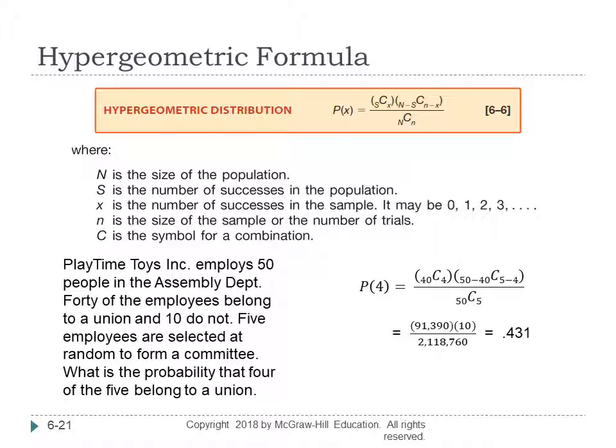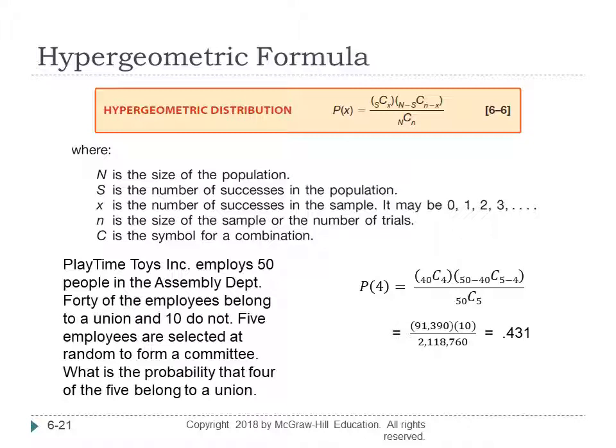Again, one more time, you take S, the number of successes, 40, choose 4, times 50 minus 40, choose 5 minus 4, divided by 50, choose 5. Of course 40 choose 4, you need a calculator, you should get 91,390. Multiplied by this number here, which is just 10, choose 1, which is 10. The denominator is 50, choose 5, this is 2,118,760. The result of this calculation is 0.431. So the probability that 4 out of the 5 people in the sample belong to the union is 0.431.